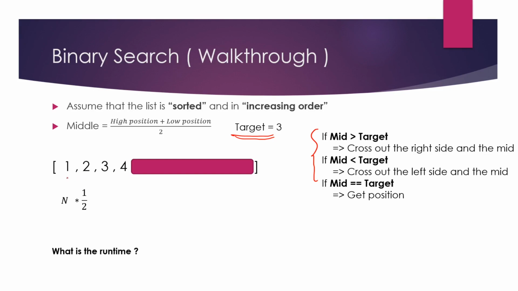Now you have the new list of 4 elements, 1, 2, 3, 4. Let's find the new middle starting point. I'm gonna pick number 2 this time. So perform the algorithm again. 2 is less than 3. According to this statement, when the middle is less than the target, you're gonna cross out the left side and the middle starting point. So I'm gonna cross out the left side and the middle starting point. It's gonna look like this.